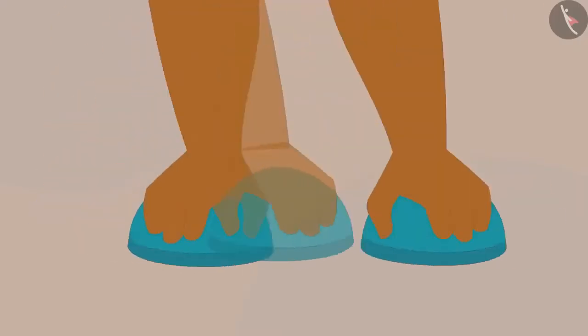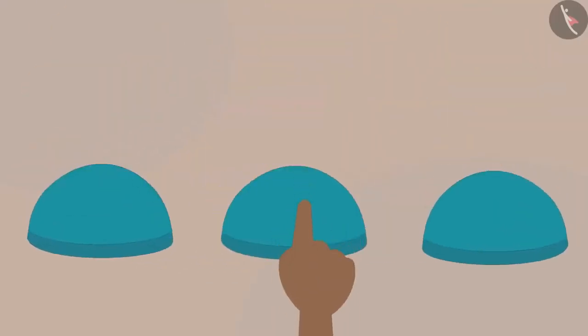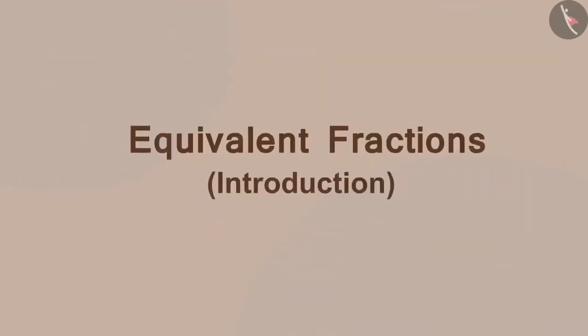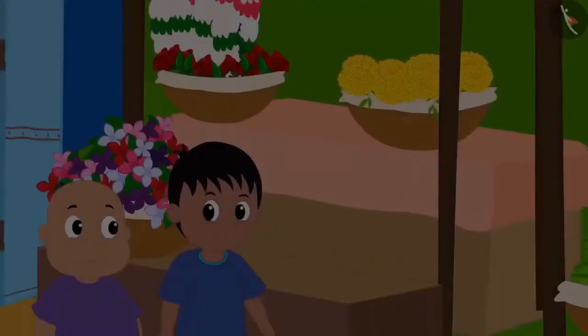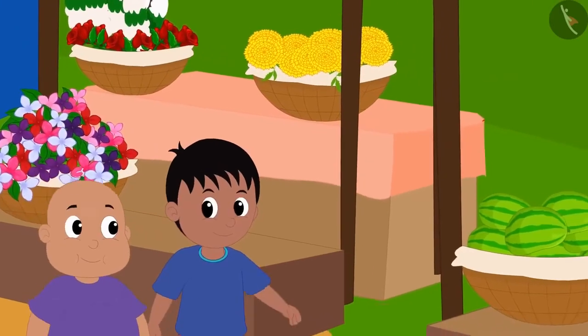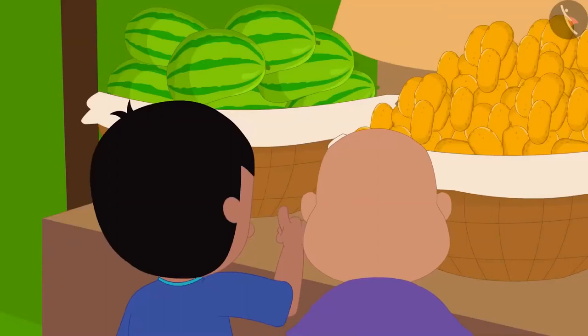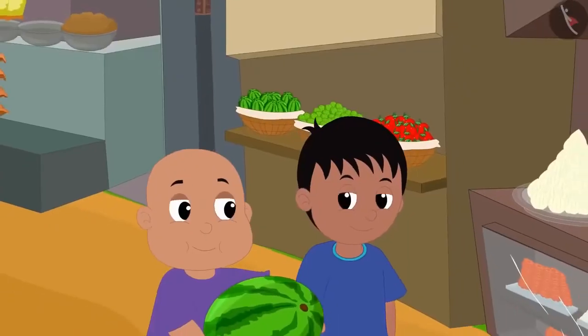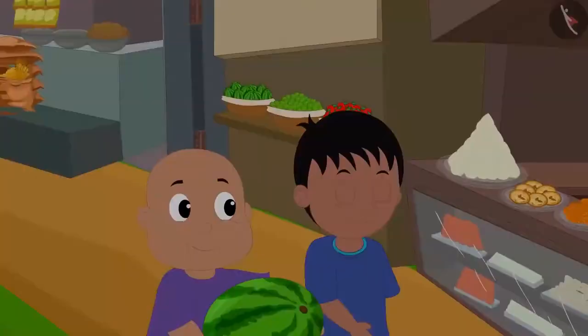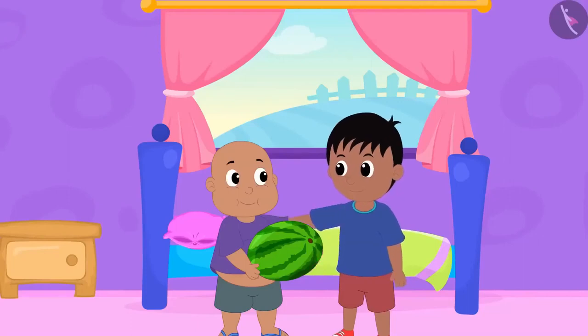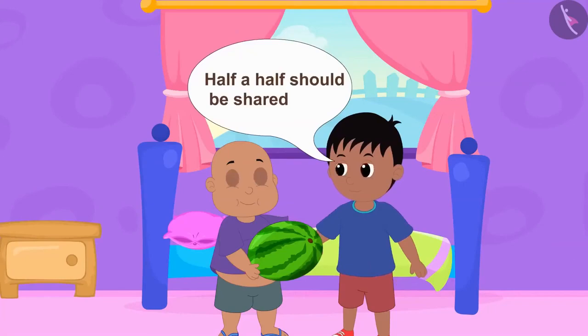Hello children! In this video, we will learn about equivalent fractions. Raju and Bablu are going to buy watermelon from the market. They bought a watermelon from Bunny's stall and took it to Raju's house. Now, Raju told Bablu that he should divide the watermelon in 2 halves.